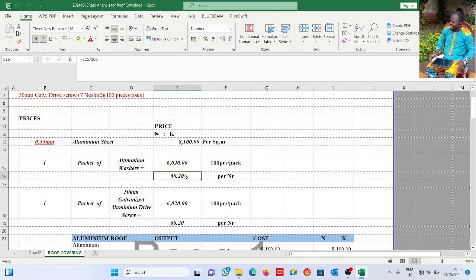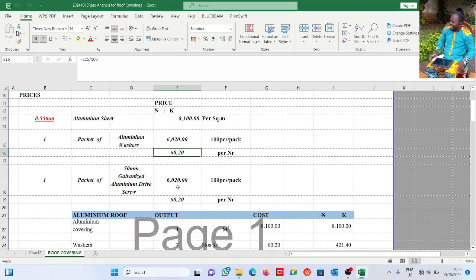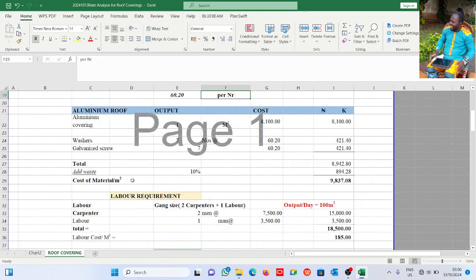So per piece it is 16 naira 20 kobo if I divide by 100. The same thing goes for the galvanized screw, 6,020 naira. If I divide it by 100, it gives me per number. This is what we have here. So we bring everything into the analysis sheet.